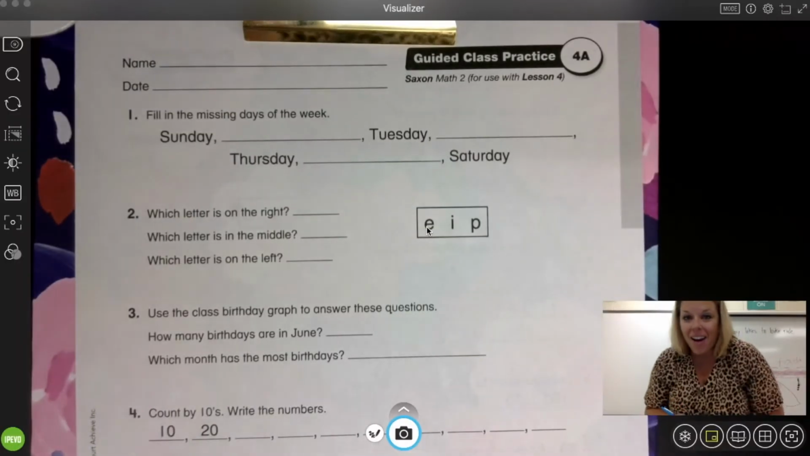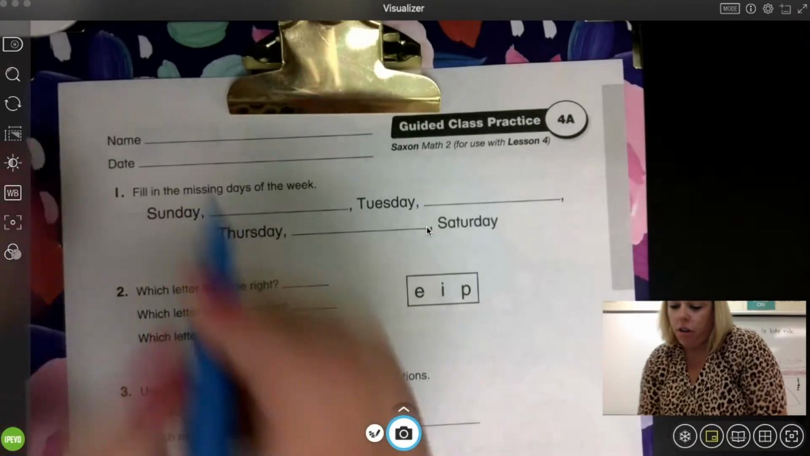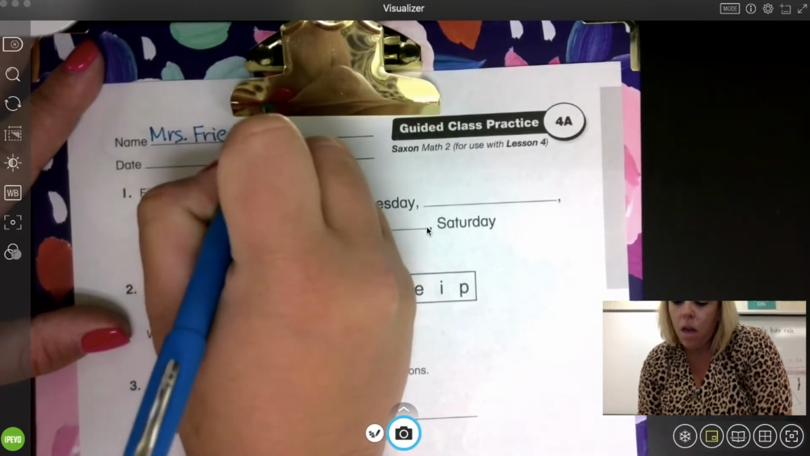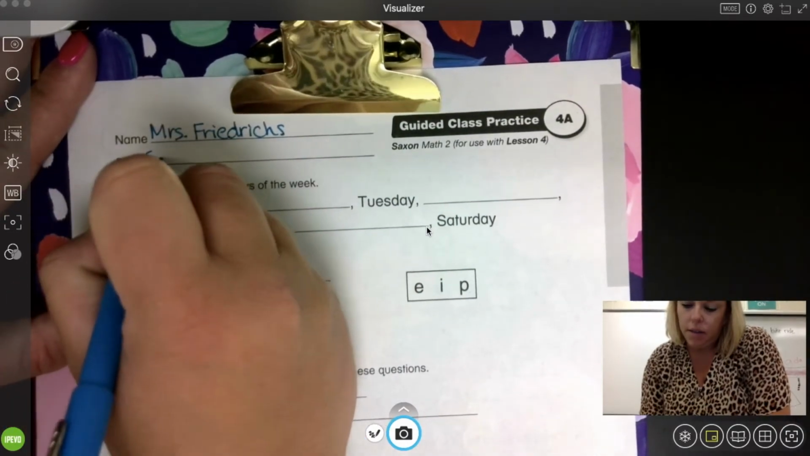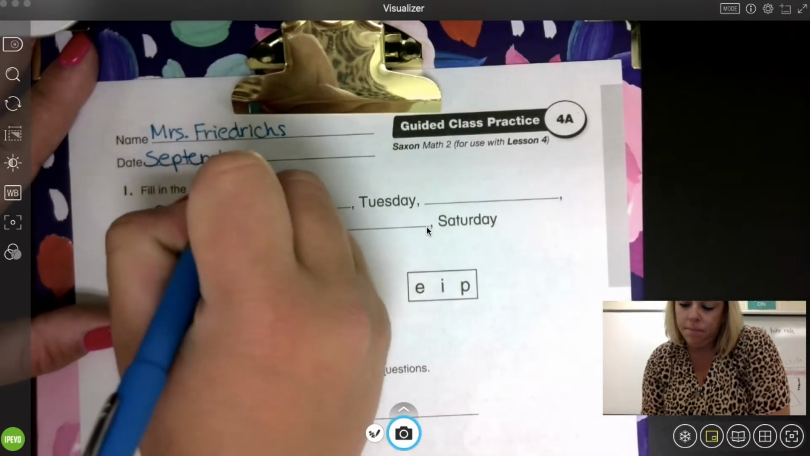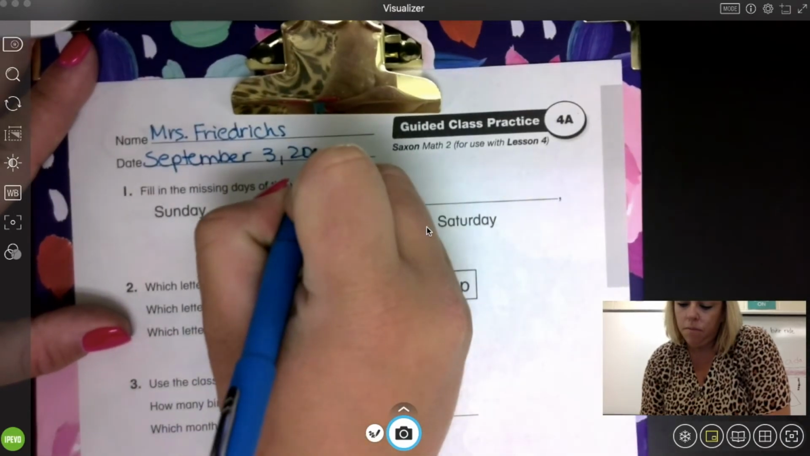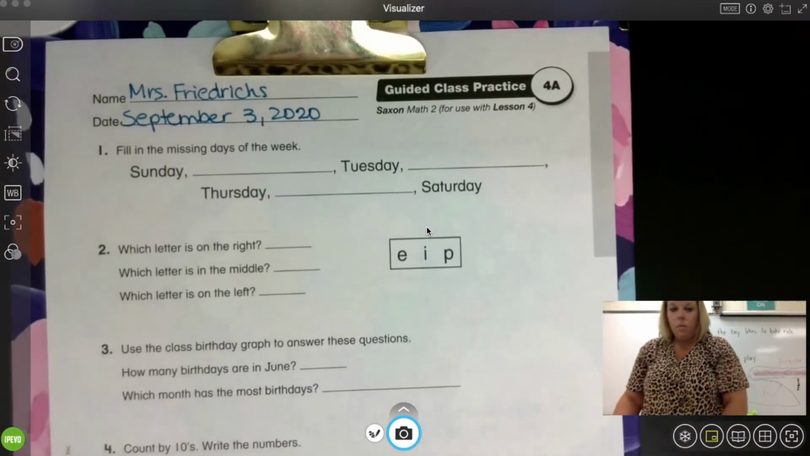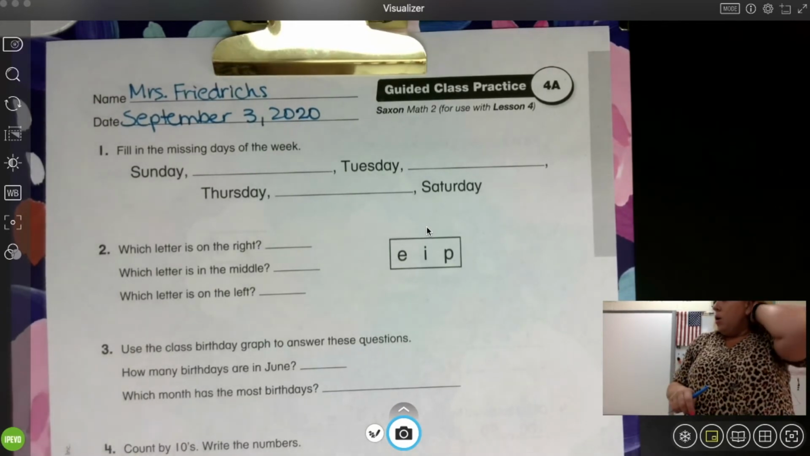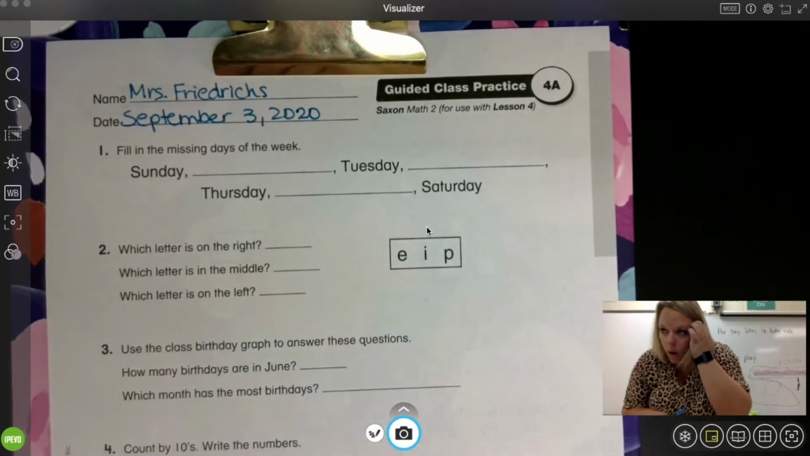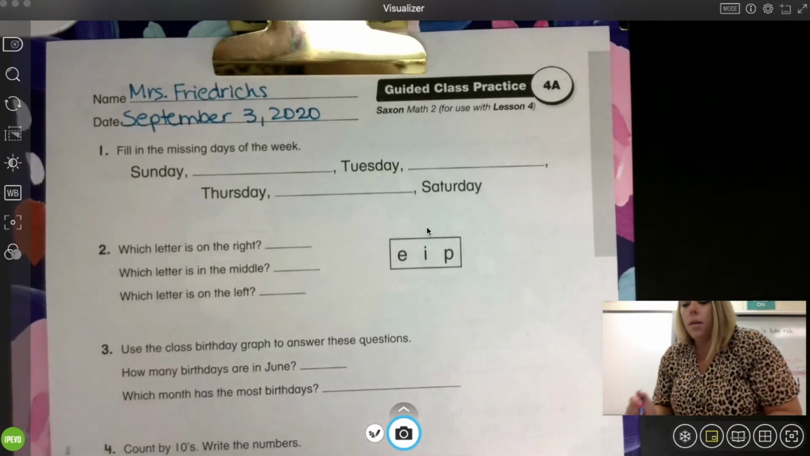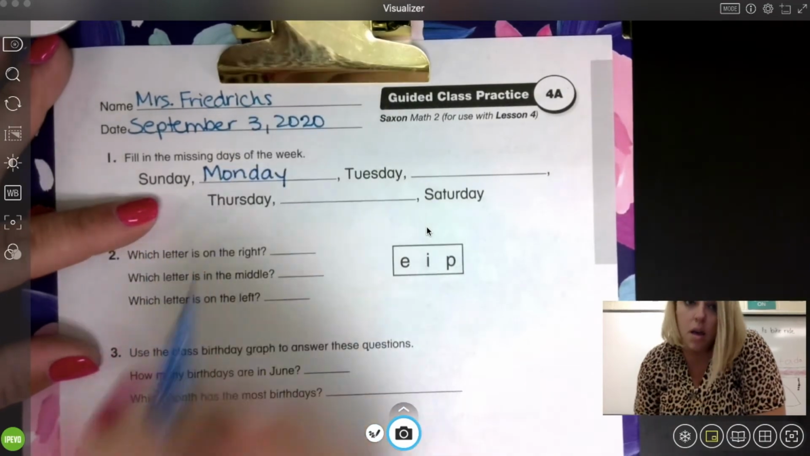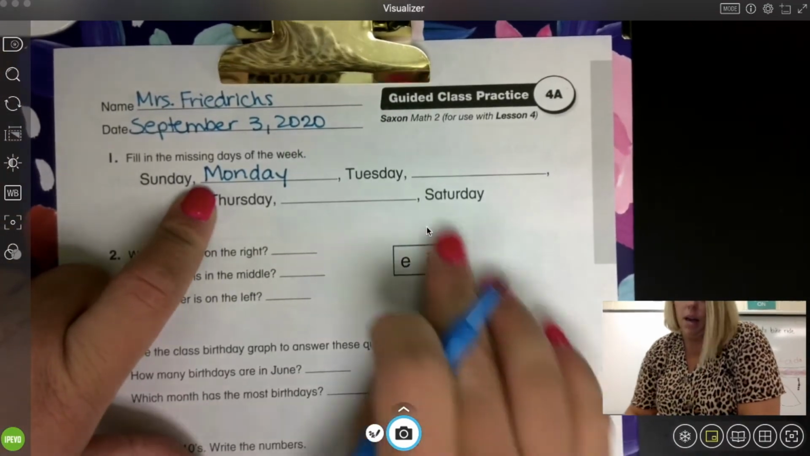That's great. We are at our guided class practice. Make sure that you have your name at the top of this paper. And you also would like to have the date. Okay. Now, today, number 1 says, fill in the missing days of the week. Ooh, think of our days of the week chant or song that we like to do. Okay, there's Sunday and there's Monday. Make sure there's a capital M for Monday.